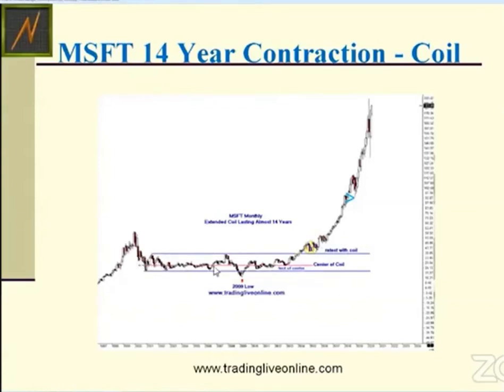Microsoft went into a range for 14 years. And within this 14-year period, we have A, B, C, Ds. We have the sideways rectangles. We have triangles within here. We have all those patterns. And then we have the ascending bottom occur here before this breakout to the upside.